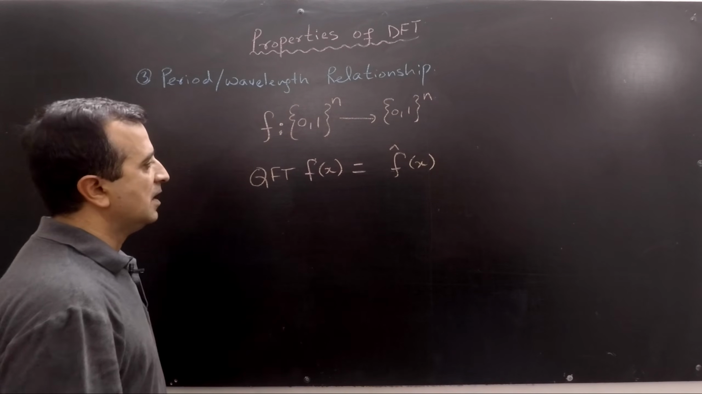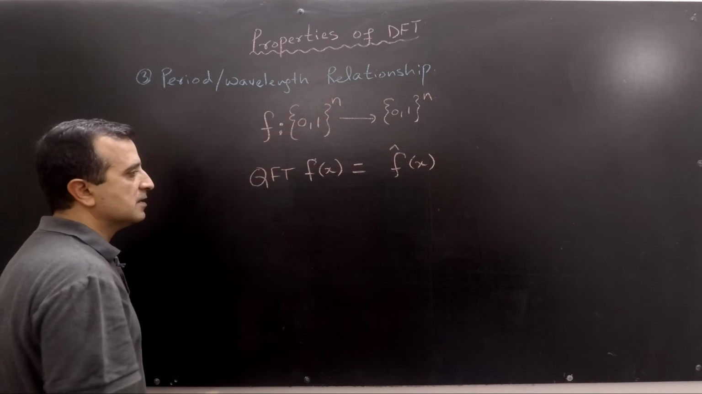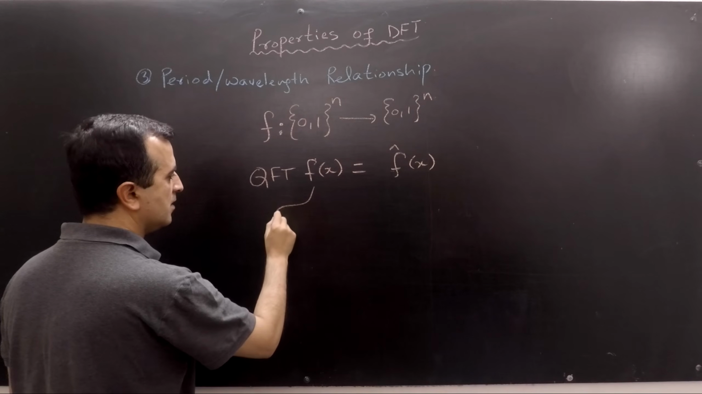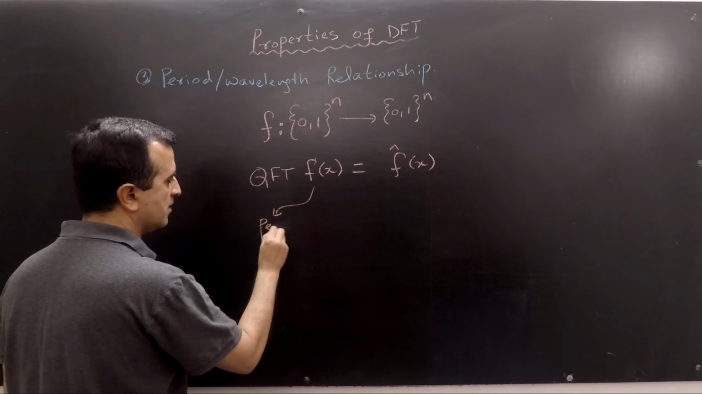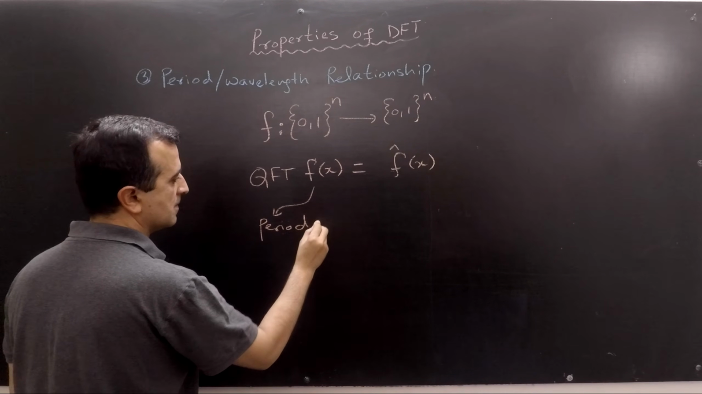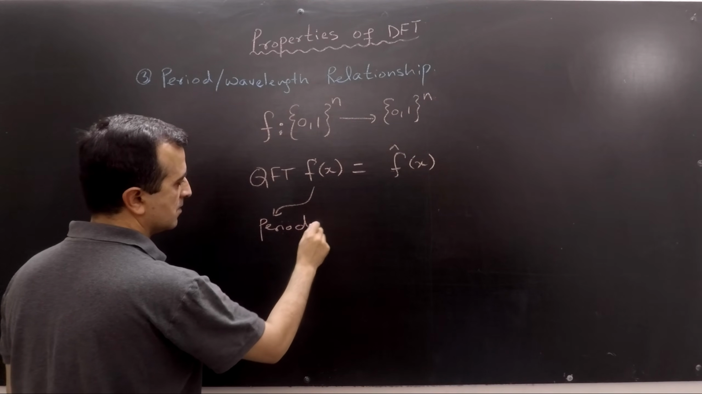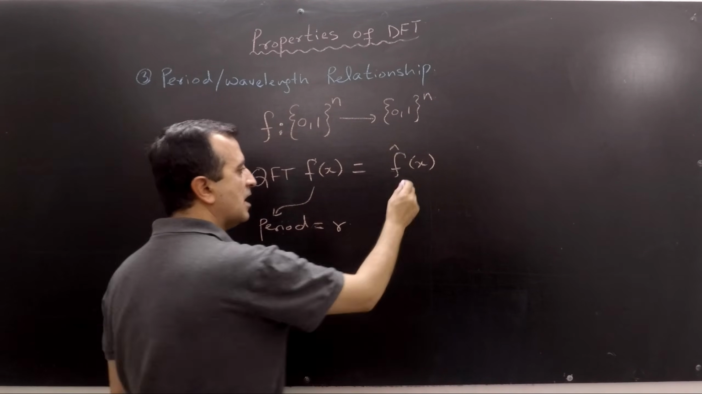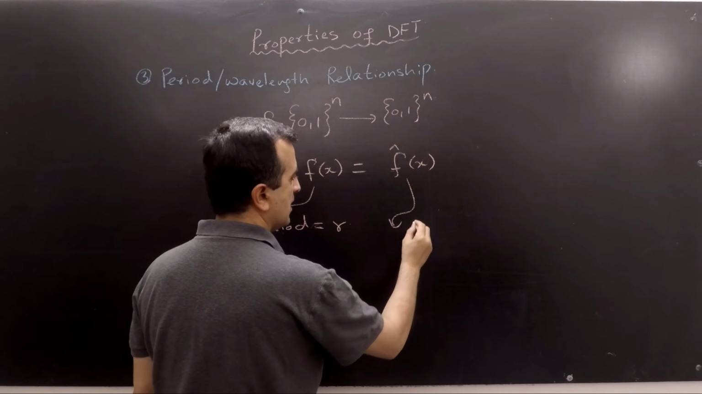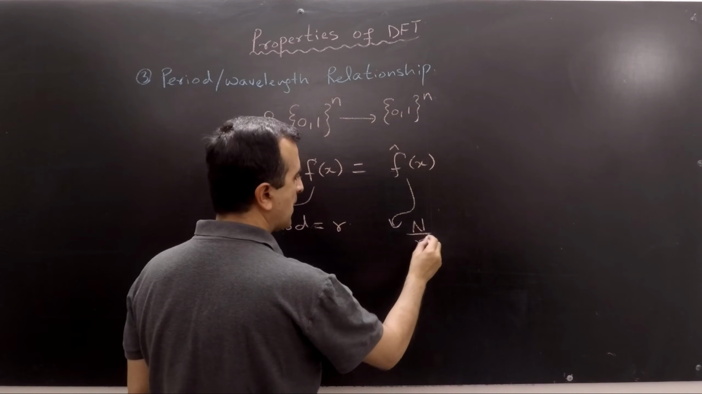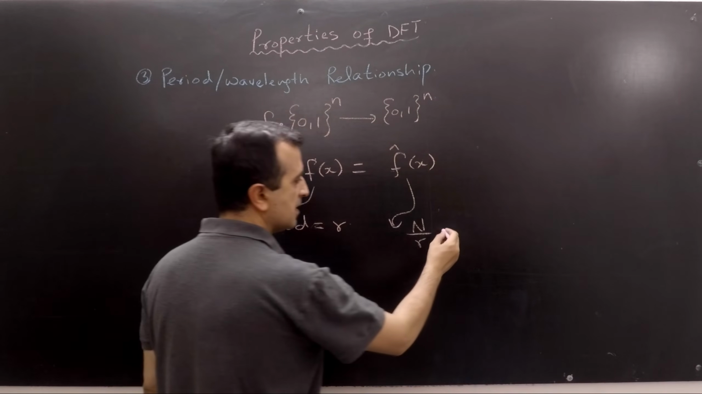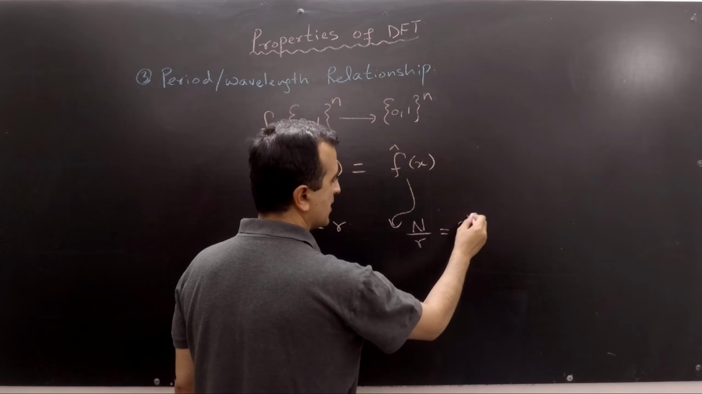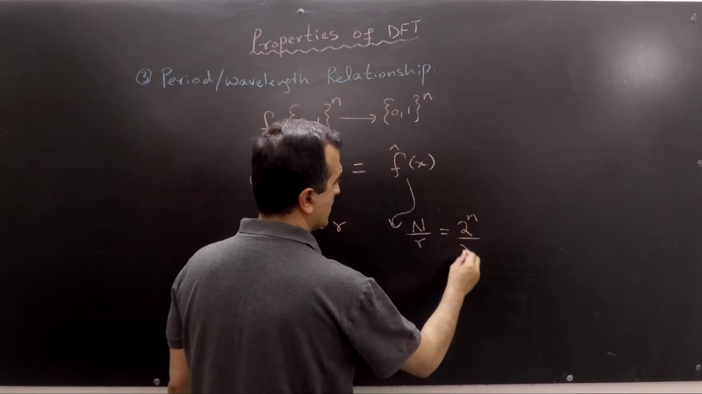And if our function f is periodic and has a period of r, then the transform function will have a period of N over r, capital N over r, where capital N is equal to 2 raised to power n.